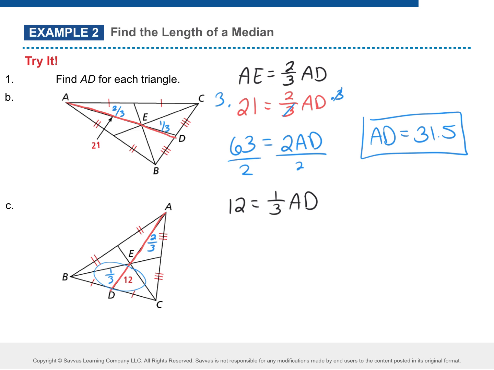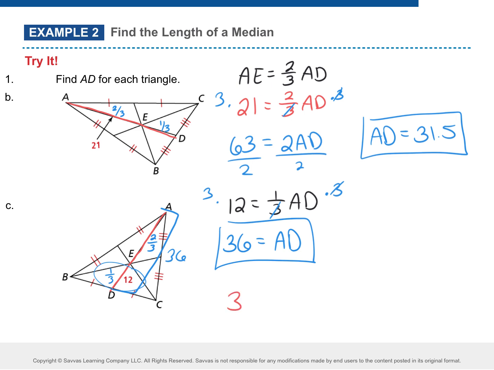So how would I solve this? Multiply by 3. What's 12 times 3? 36 equals AD, right? Yeah. Okay, so that's AD. How can I find what AE is? 36 minus 12. Right, all I would have to do is subtract. 36 minus 12 is 24.